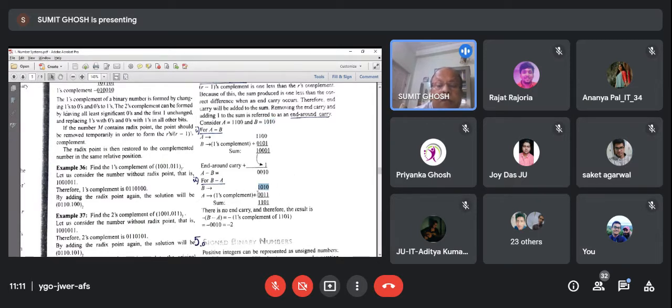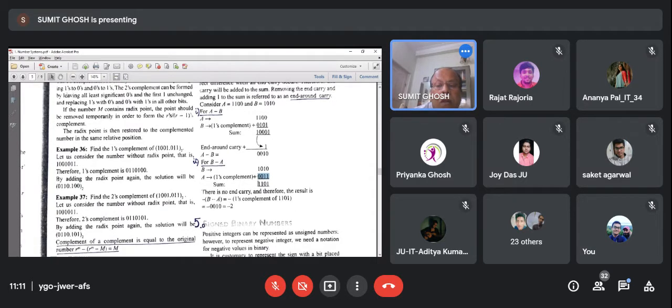Instead of A, we have to take 1's complement of A. What is 1's complement of A? 0011. So we take 1's complement of A and write 0011. Then we add them up. If you add them up, what do you get? We get 1101. Now there is no end-around carry, so we don't have to add.